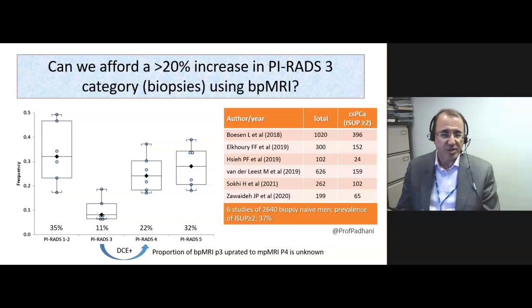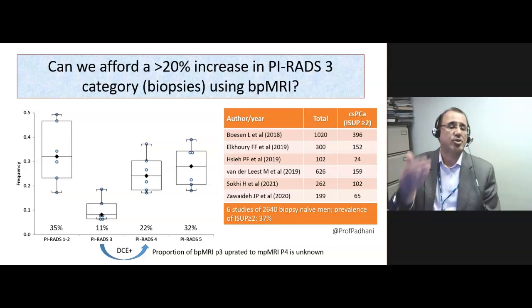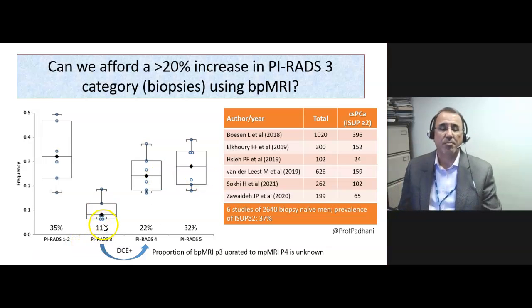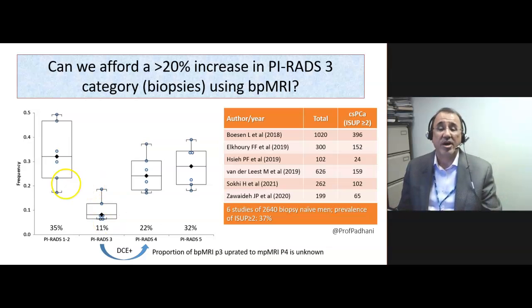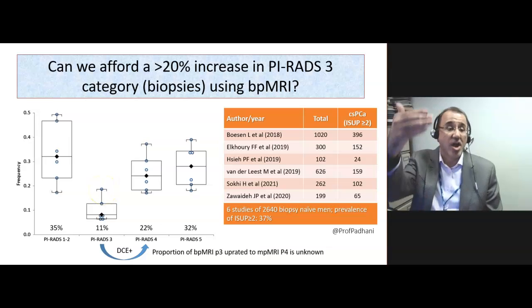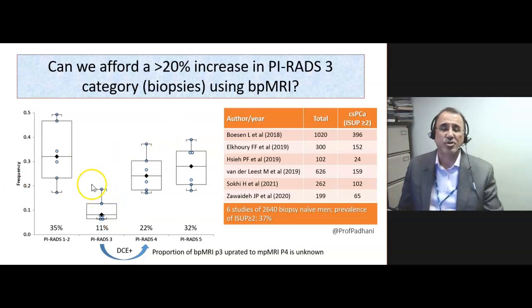The question you have to ask is, can you afford to increase that by 20%? If you are at the bottom end of this scale, 6%, you increase by 20%, that's 1 or 2% more. Really doesn't make a big deal. But if you are here at 20% and you increase your PIRADS 3 category by another 20%, you will be out to 1 in 3 or 1 in 2, 1 in 4. And that's not great. So this is what you have to remember.